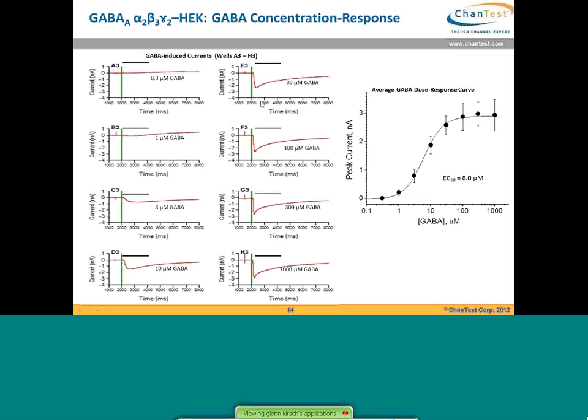So this is just an example of the actual traces at higher magnification in ascending concentrations of GABA, and this is the GABA response curve for the alpha 2 subunit, and our EC50 value is around 6 micromolar in this experiment. This gives you an idea of the variability that we get within an experiment.